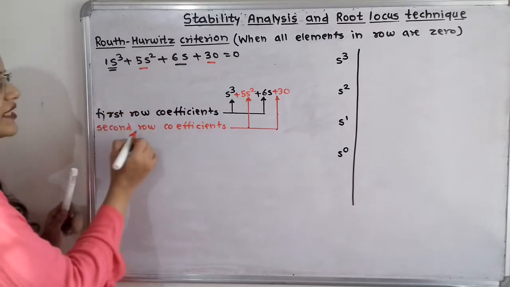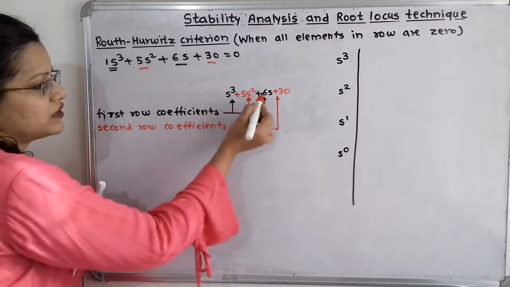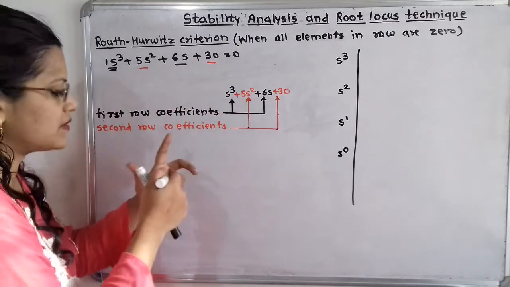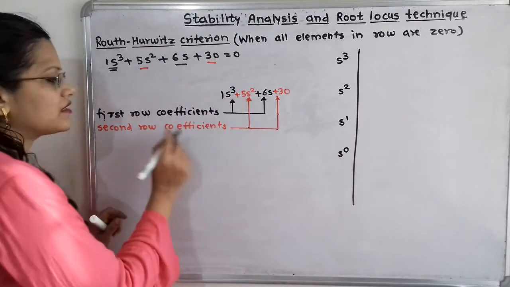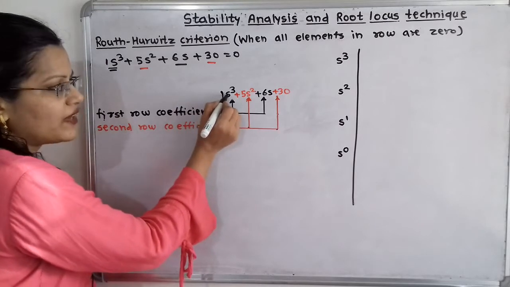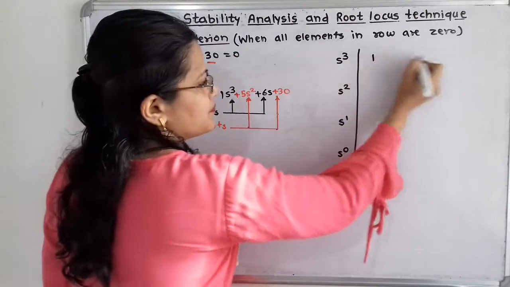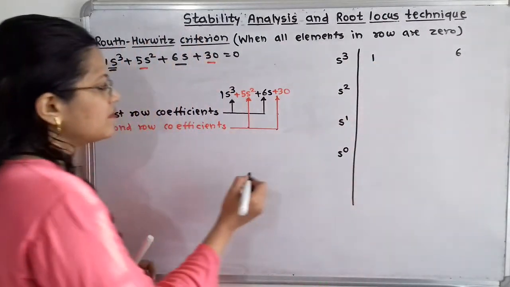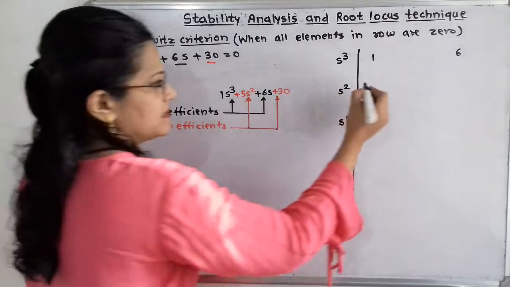For the second row I have written with the help of red marker, and for the first row coefficients I have written with the help of black marker. Here no coefficient is written, that means we will consider 1. So the first row coefficients are the coefficient of S cube and the coefficient of S, that is 1 and 6. Then the second row coefficients are 5 and 30.